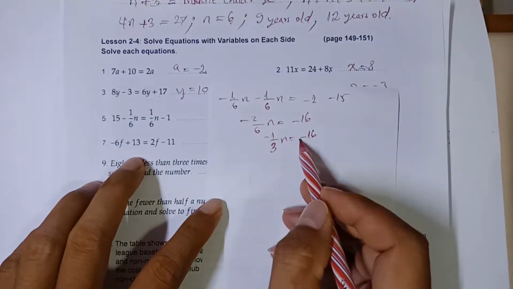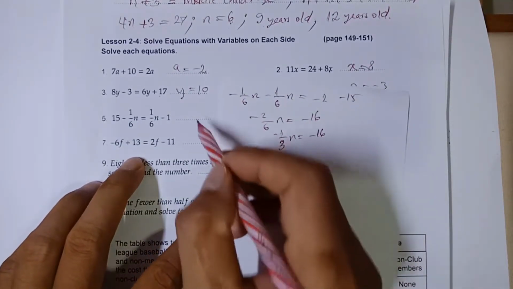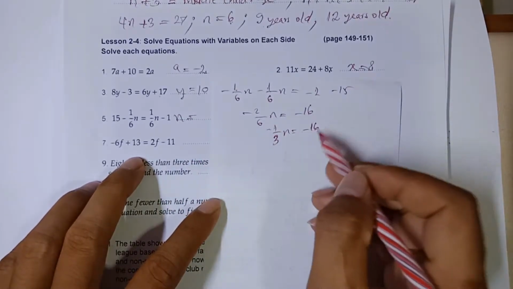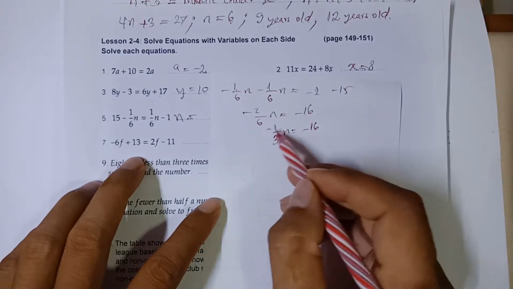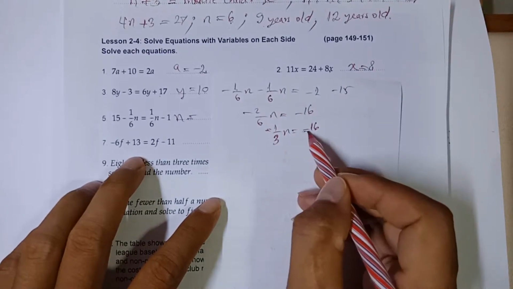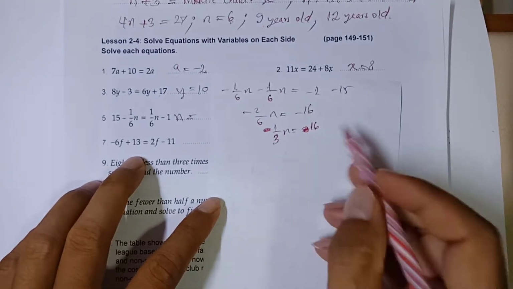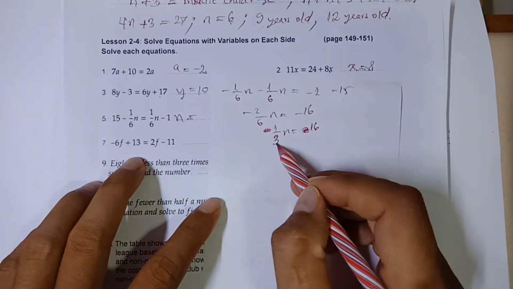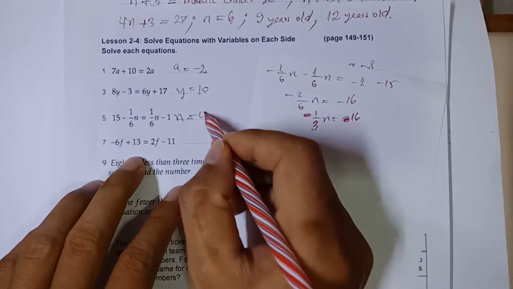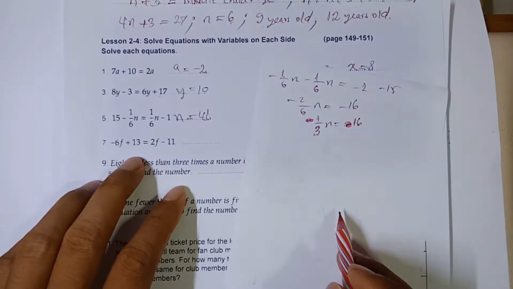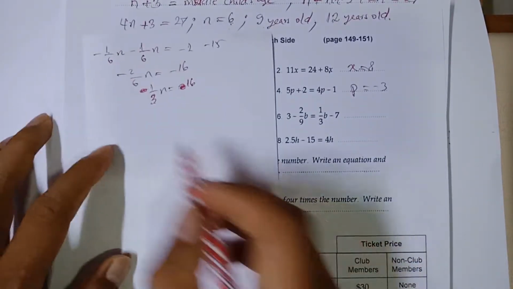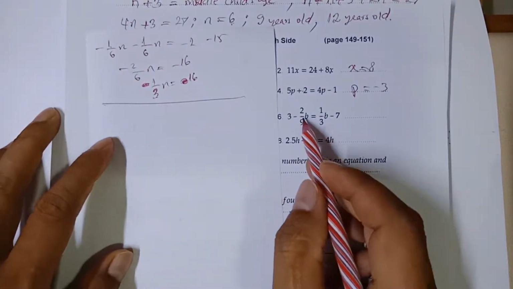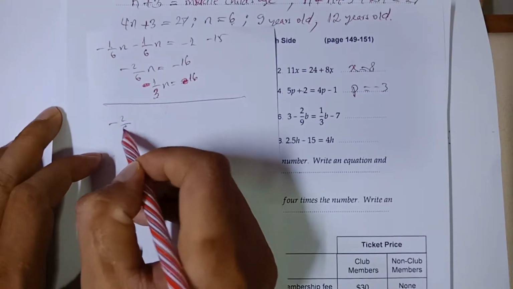So negative and negative, no more negative, it's positive. So n is a positive answer, and then to get this, 16 times, again let me repeat, negative and negative, no more negatives, okay? So 16 times 3, you got 48. Now number 6.